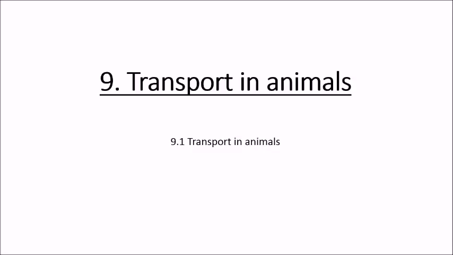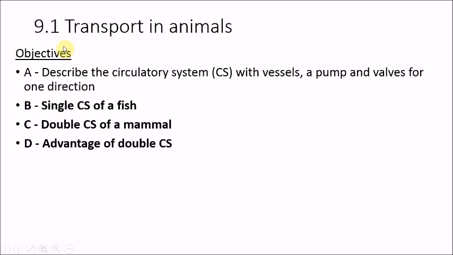And this topic is transporting animals. It's topic 9, and the first thing we're going to talk about is 9.1, transporting animals. It's a subtopic. Objectives. Objective 1 is we need to describe the circulatory system.